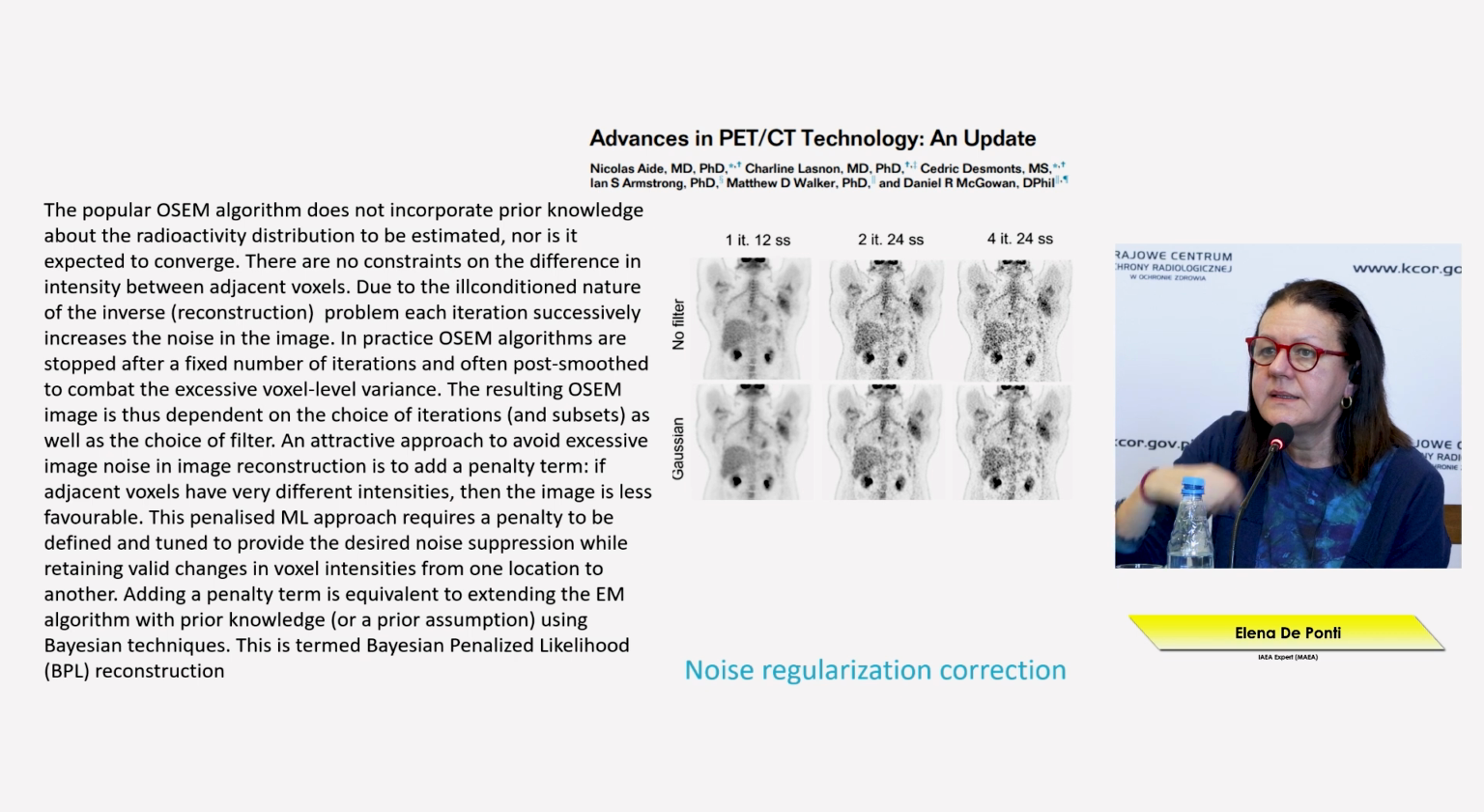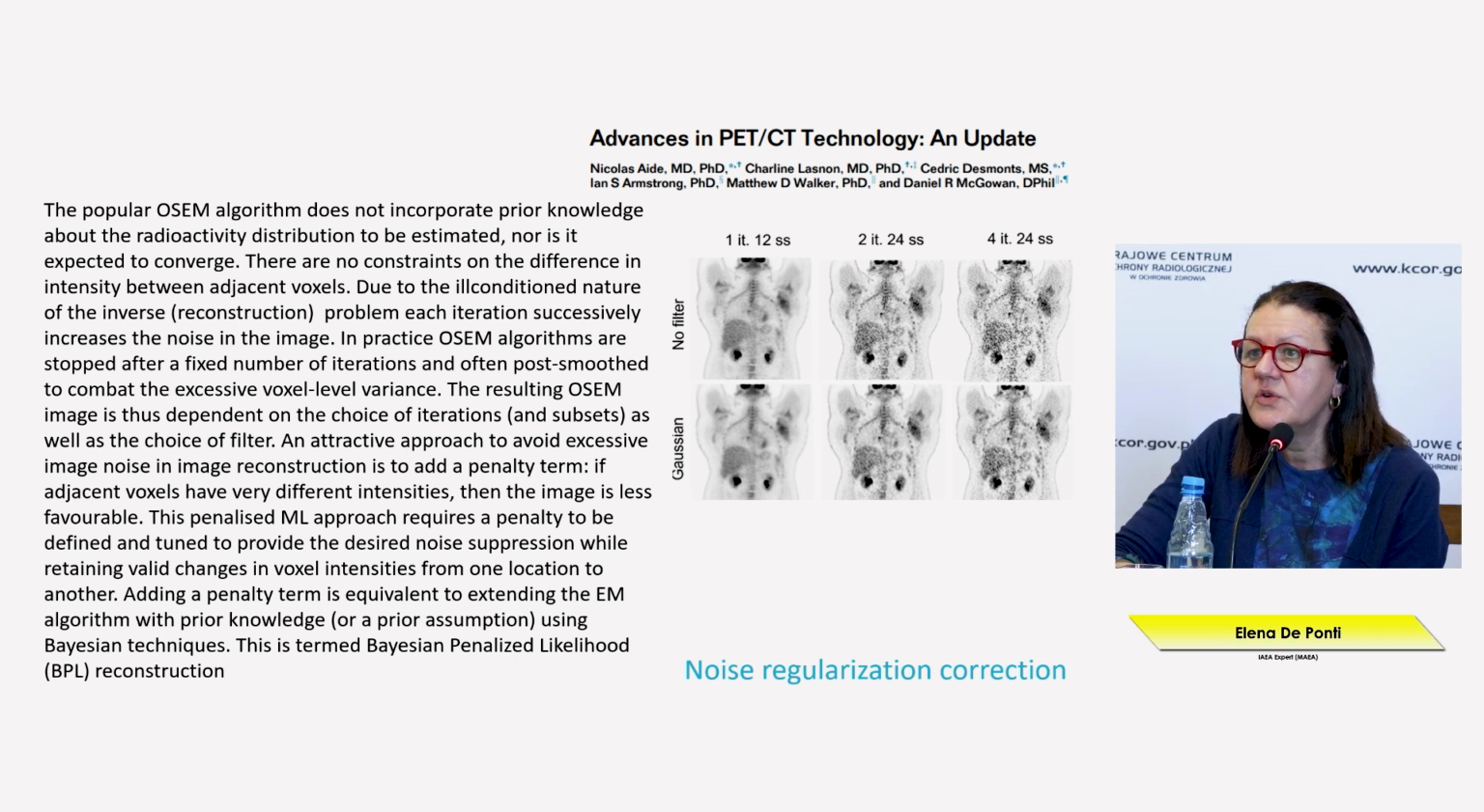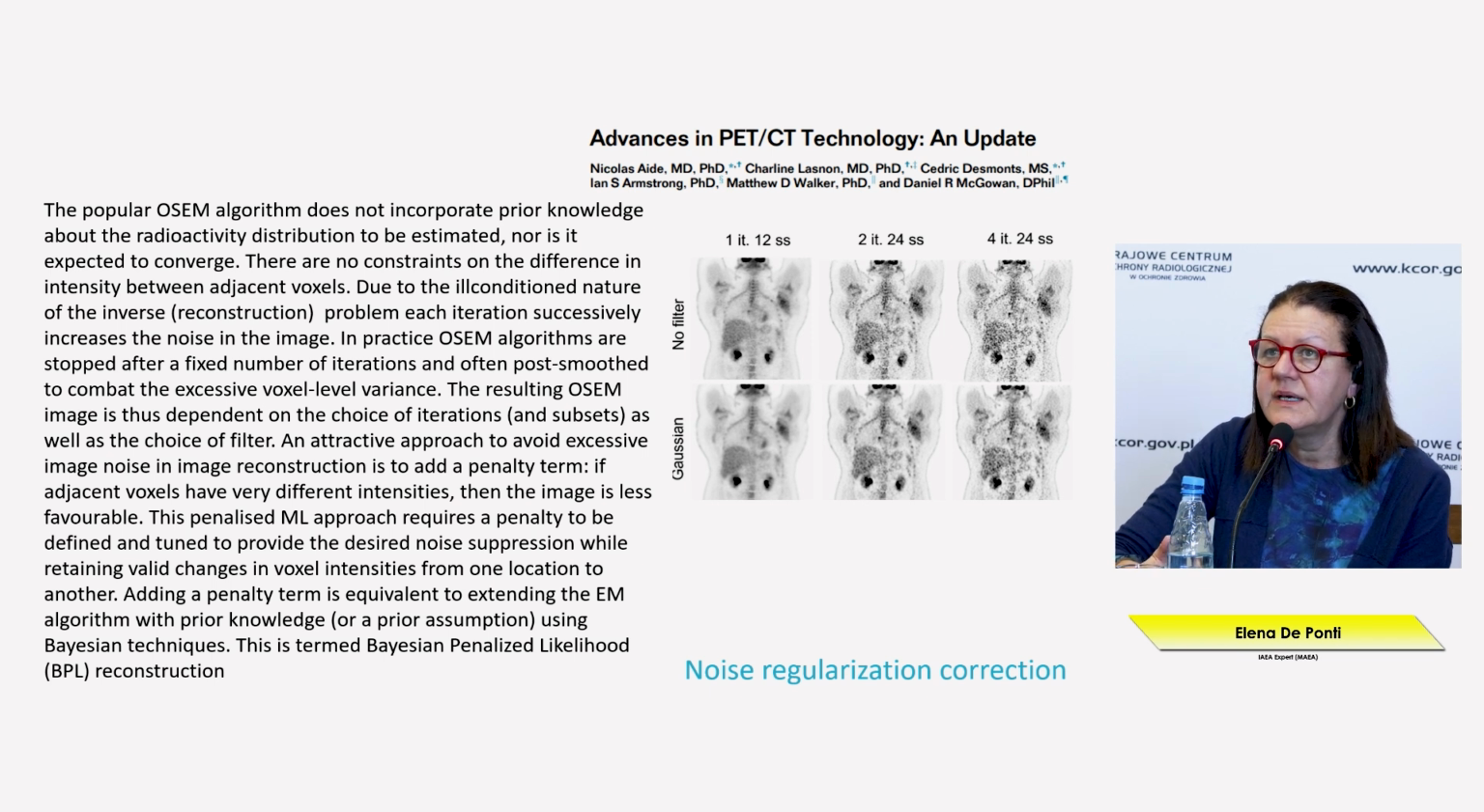The last correction that could be available on the scanner is the noise regulation correction. It is based on the fact that we usually have to select, in the iterative reconstruction algorithm, the number of iterations and the number of subsets that we perform to reach an acceptable value, and we are not able to reach convergence of the data, as the iterative reconstruction isn't able to put some limit to the difference between two adjacent voxels.